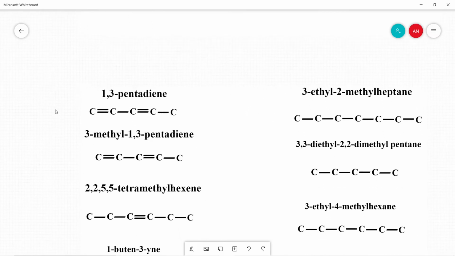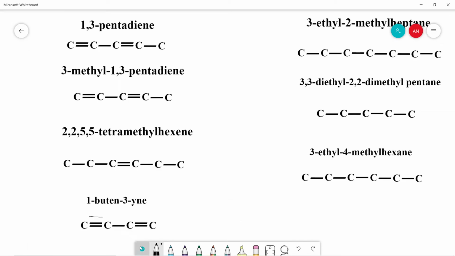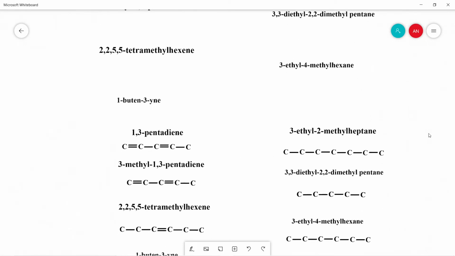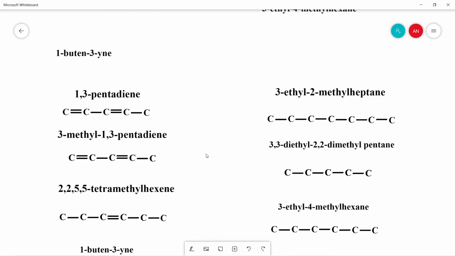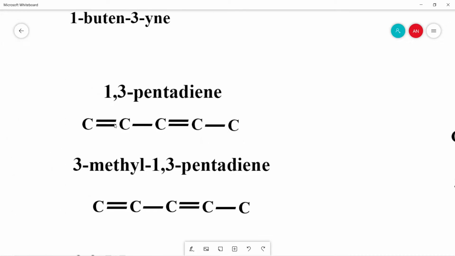Thereafter we see here that I have drawn some structures, so there are only carbons and double bonds and triple bonds if there are any. So there should be a triple bond here, it wasn't mentioned. So let's see how I drew these structures. Let's get started from the first example. So 1,3-pentadiene, this compound has 5 carbons, we can recognize it from penta, and there are 2 enes, meaning 2 double bonds on the first and third carbons, so we have drawn the double bonds here. Now on the next one, there is 3-methyl 1,3-pentadiene.